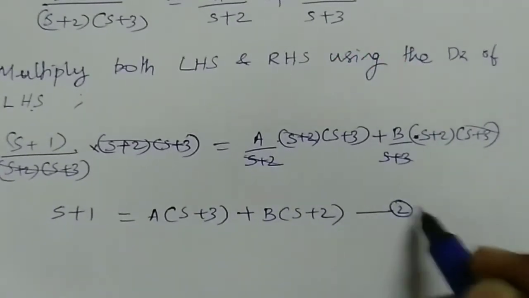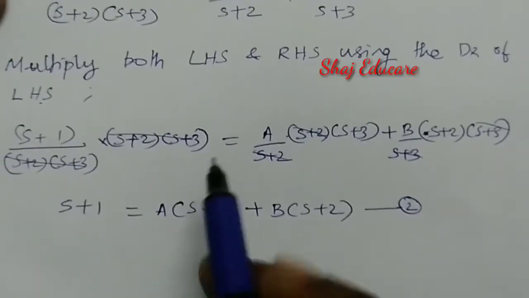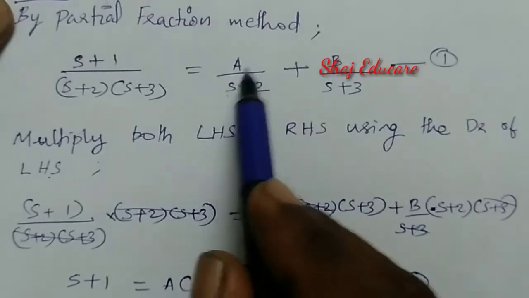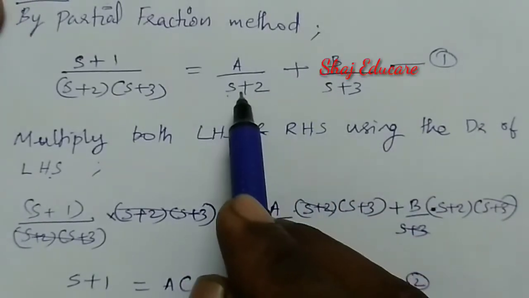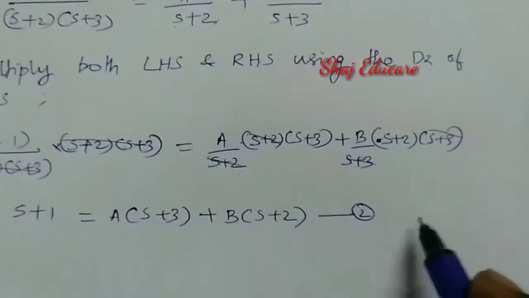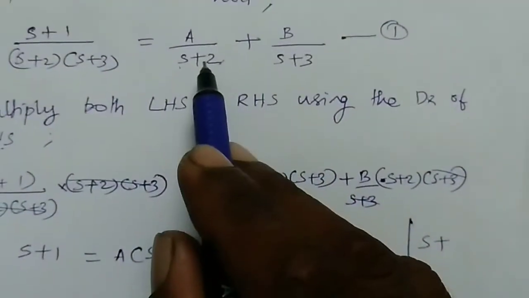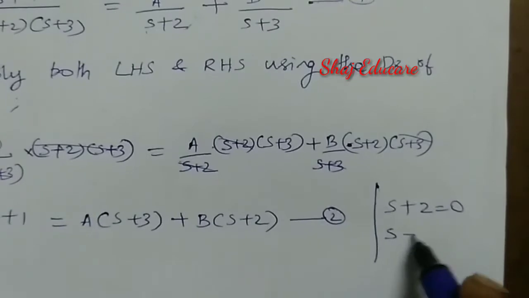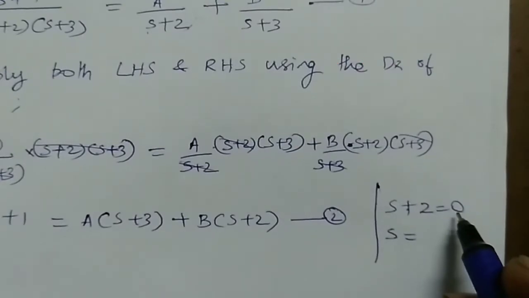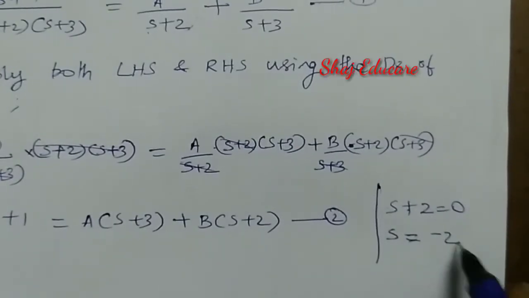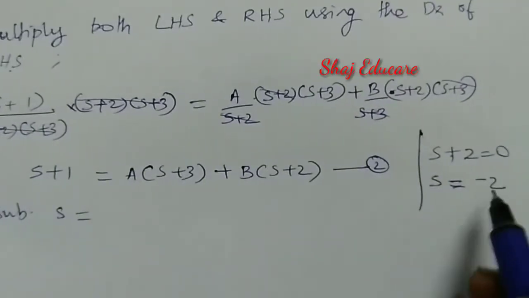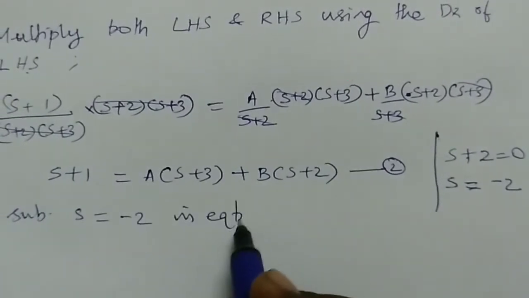Now let us put this as equation number 2. Now let us substitute. Let us equate the denominator of the first term to 0. The denominator of the first term is s+2, which is equal to 0. Then the value of s is equal to minus 2, since if we take 2 to the right hand side of the equality, it becomes minus. Now substitute s equal to minus 2 in equation 2.